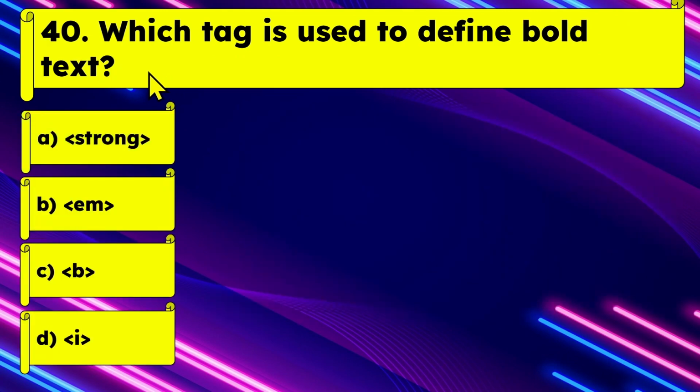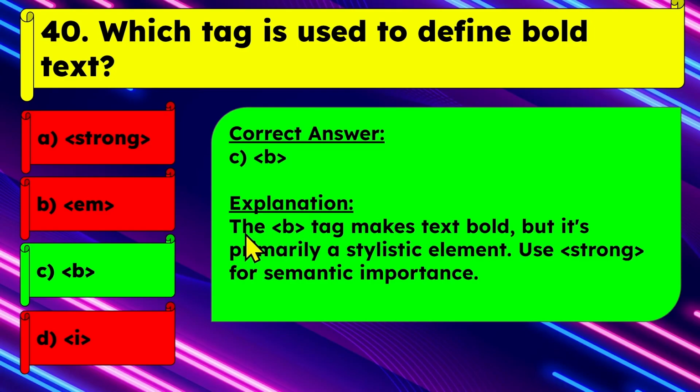Our next question is, which tag is used to define bold text? It's an easy one. Option A is strong, option B is EM, option C is B, or option D is I. Definitely the option C is the correct one. You can read that the B tag makes text bold, but it is primarily a stylistic element. You can use strong tag for semantic importance.